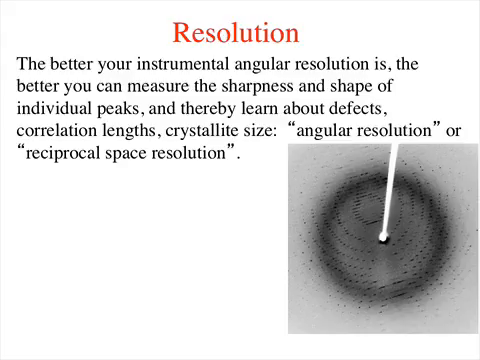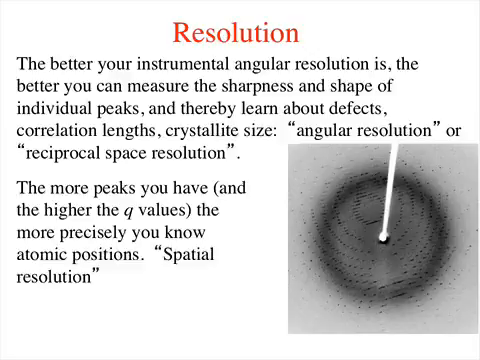As I discussed before, the word resolution gets used in two rather different ways. The better your angular resolution is, the smaller the width of these peaks, the better you can measure the sharpness and shape of individual peaks and learn about things like defects and crystallite size. For protein crystallography, that typically isn't so interesting. You don't usually care that much about that. What you do care about is spatial resolution. The higher the Q values, the farther you go out in theta, the more precisely you know atomic positions. That's referred to as spatial resolution.